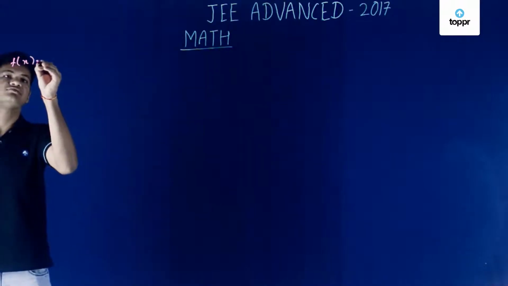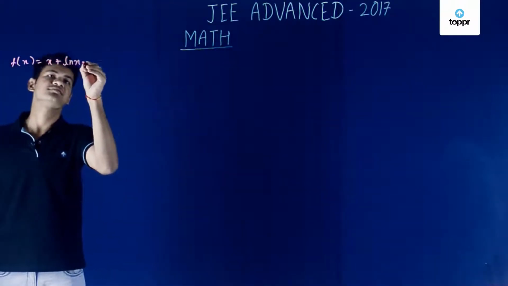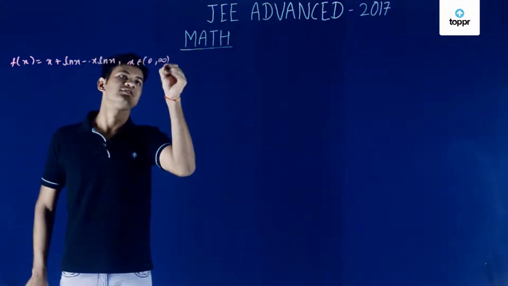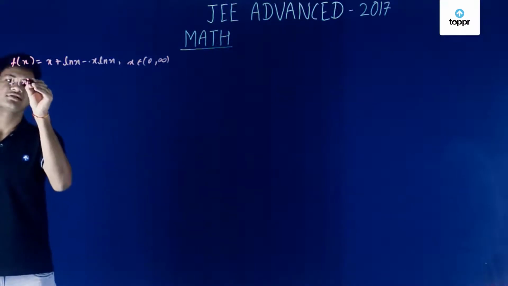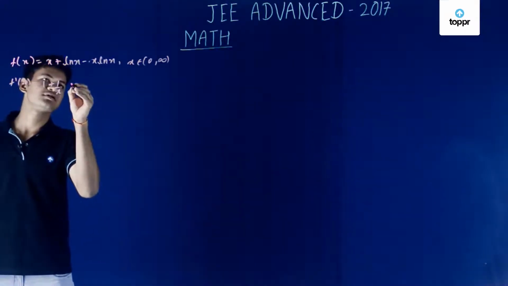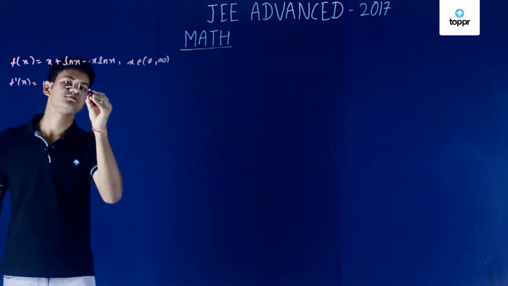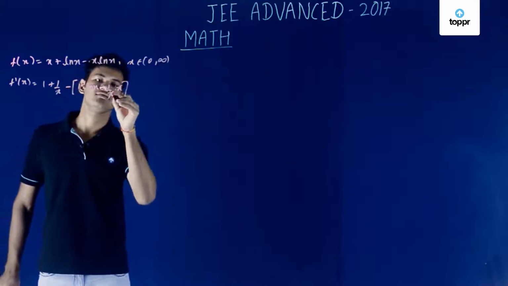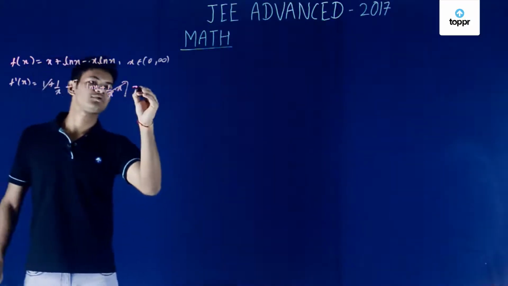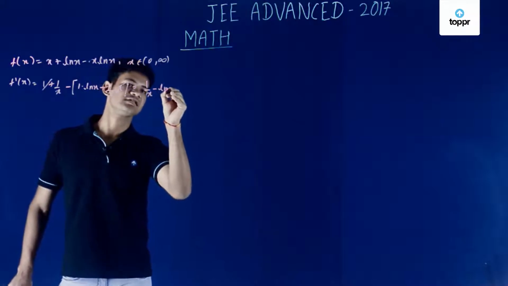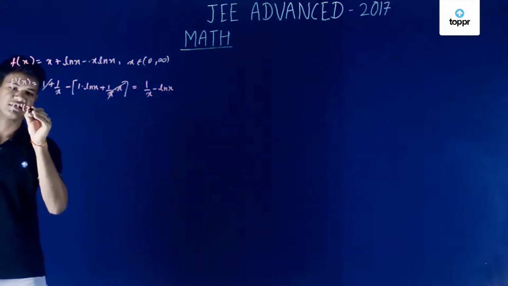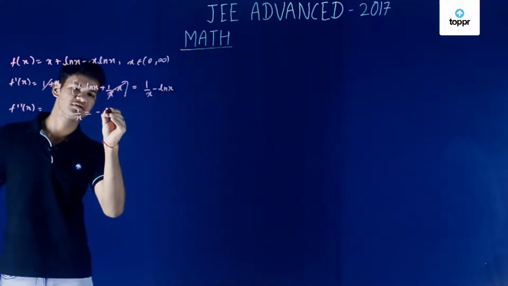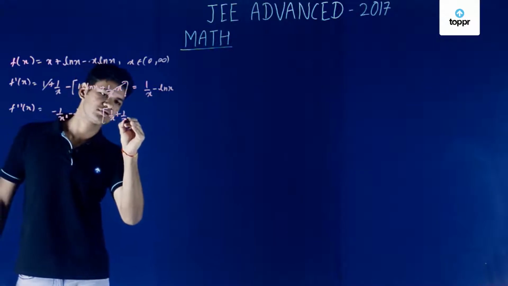f of x is equal to x plus ln x minus x ln x for the domain of values 0 to infinity. Let us find out f dash x, which is 1 plus 1 upon x minus, using chain rule, ln x plus 1 upon x into x, which is 1 upon x minus ln x. Let us find out f double dash x, which is minus 1 upon x square minus 1 by x, which is nothing but minus 1 upon x minus 1 upon x square.